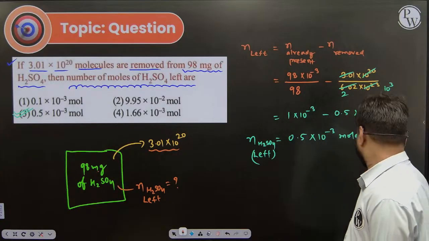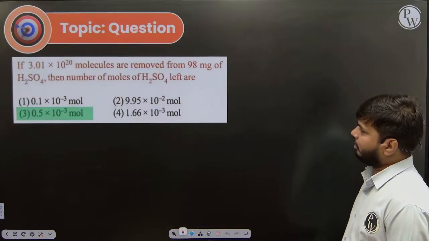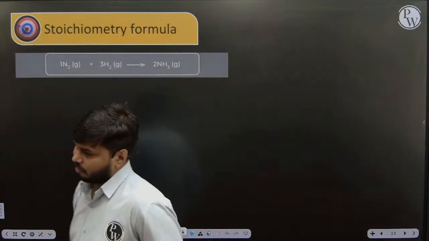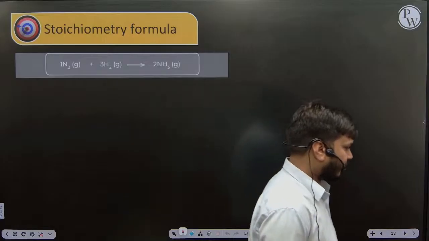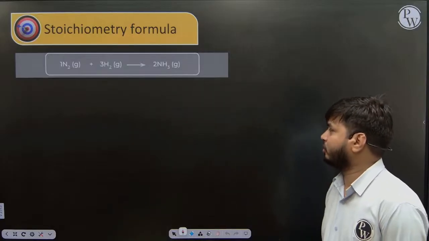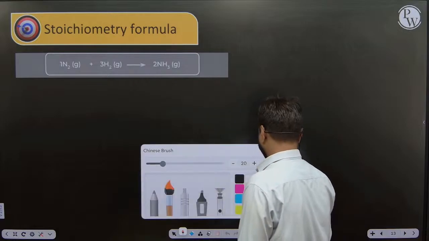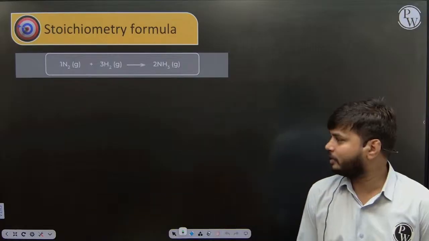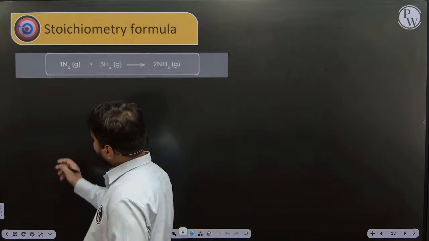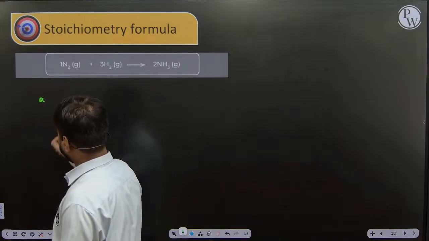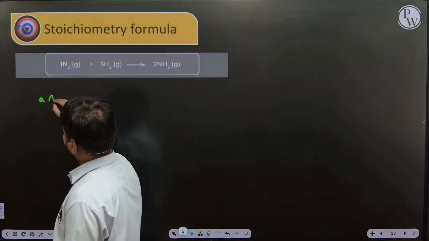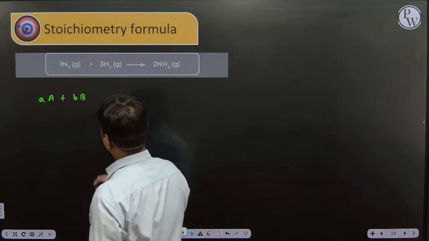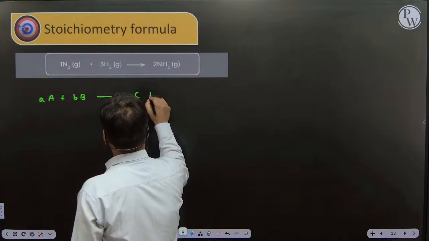Okay, so now let's come to our next topic, that is stoichiometry. This is what we are going to discuss now. What do you mean by stoichiometry? In stoichiometry, what do we do? Suppose we have a particular reaction, let's say a hypothetical reaction which is a balanced chemical equation: small a capital A plus small b capital B gives small c capital C plus small d capital D.